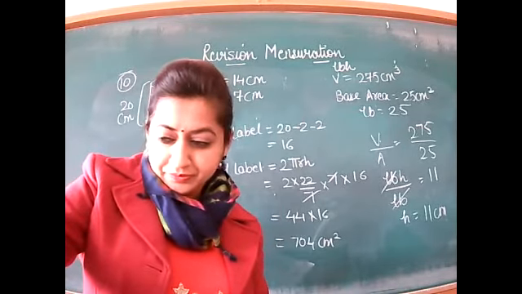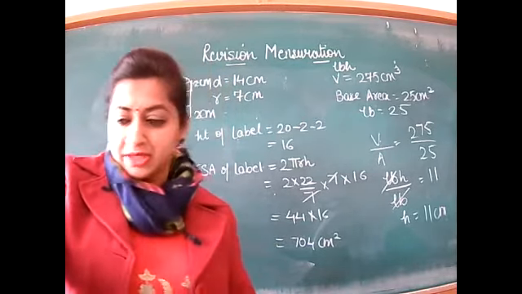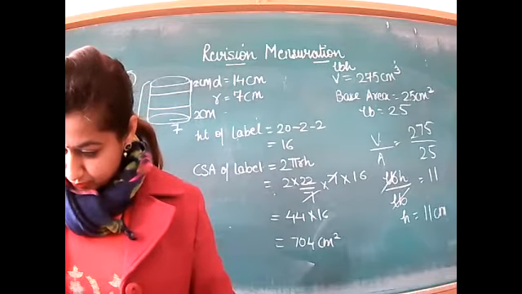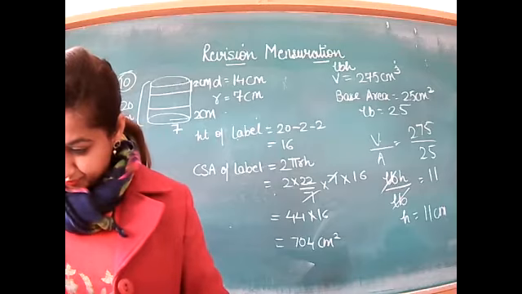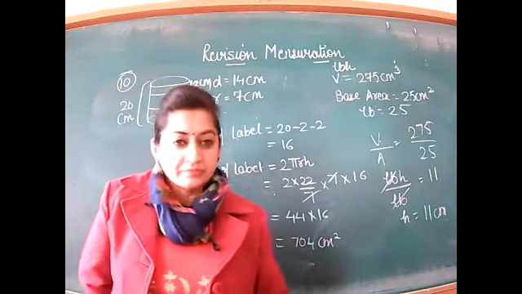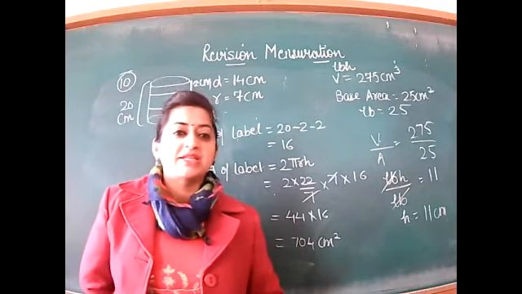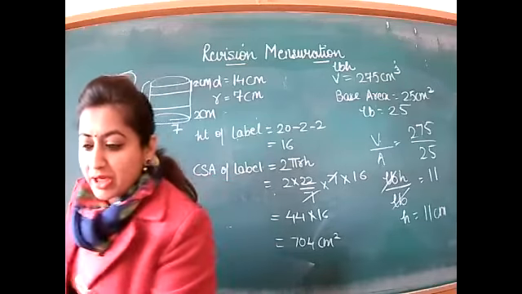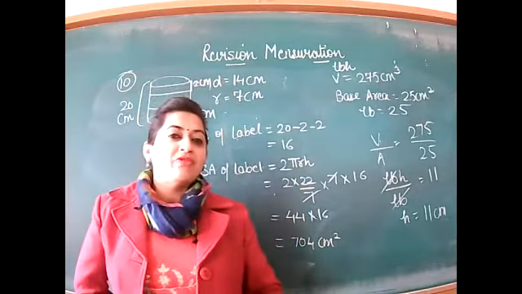Yes, ma'am. First of all, we will write the volume of one box, which is 0.8. Read out the question first. Okay, ma'am. In the form of a cuboid of measure 60 meter into 40 meter into 30 meter, how many cuboidal boxes can be stored in it if the volume of each box is 0.8 meter cube? A godown is given whose length, breadth and height is given. It is in the form of a cuboid and you have to put cuboidal boxes whose volume is given. Volume of one box is given.